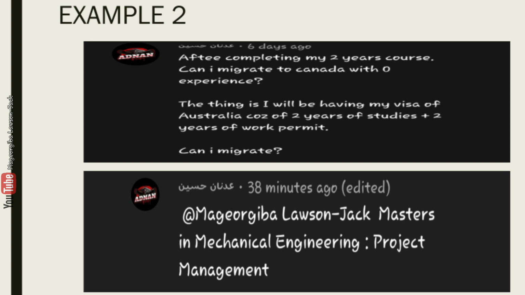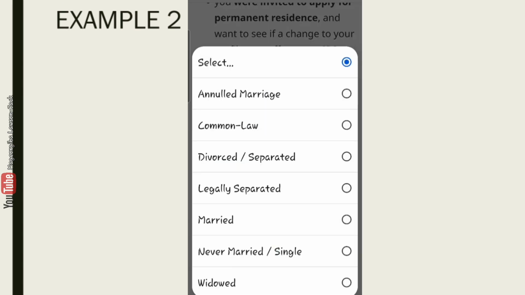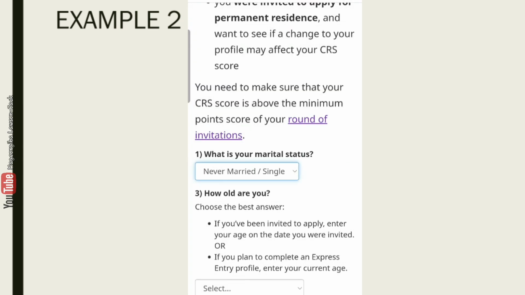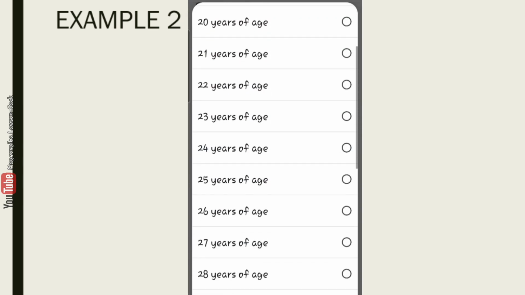Adnan has a master's degree in mechanical engineering project management with 0 work experience. Adnan did not specify his or her age or marital status, so I will be assuming he or she is 27 years old and single.